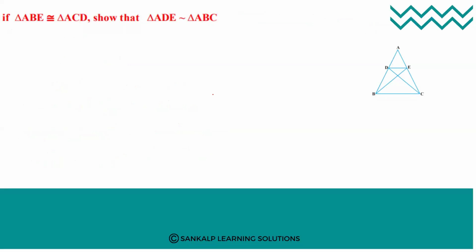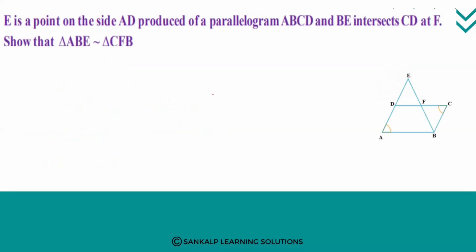Triangle ABE is congruent to triangle ACD. Show that AD is similar to triangle ABC. Okay. Yes. So here triangle ABE is similar to triangle CFB. We are going to show that these two triangles are similar.